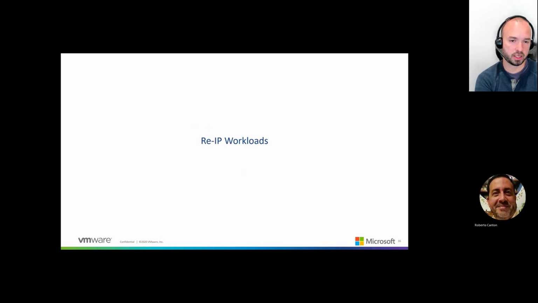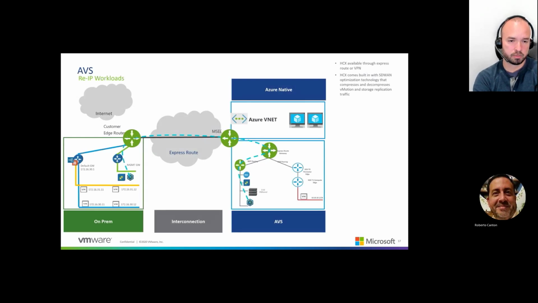You can use HCX to re-IP your workloads, in which case I'm just going to explain to you how that works real quickly. On the left side of this drawing, we have the customer's on-premises environment being illustrated by 2 routers. The first router is used for routing your management components, represented by this green subnet. And then the orange and blue subnets are just your typical workload environments.